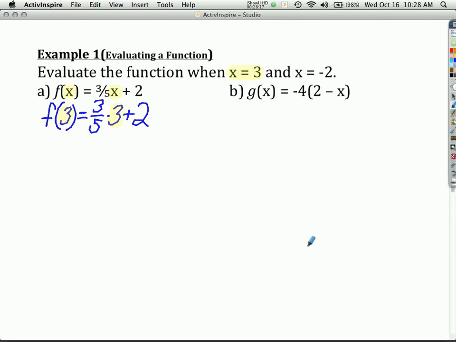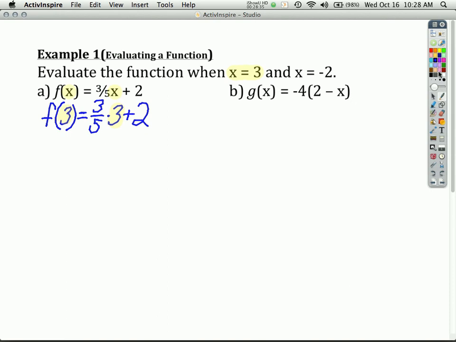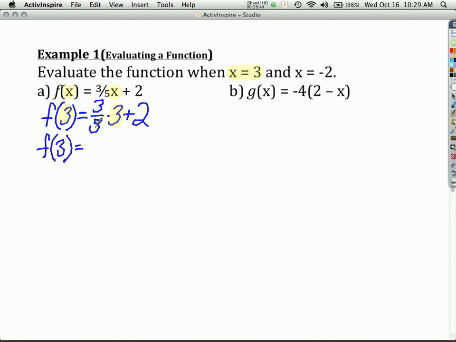Does anyone have any questions on why I put that 3 there? Why didn't you use the other one? We're going to do this one first, finish the whole thing, then we're going to do this one. It's basically 2 different problems, okay? So now we just simplify everything. Simplify and we get the value. So f of 3 equals, and now we have to do 3/5 times 3. What do we get with that? Ania? 9/5. Very good.